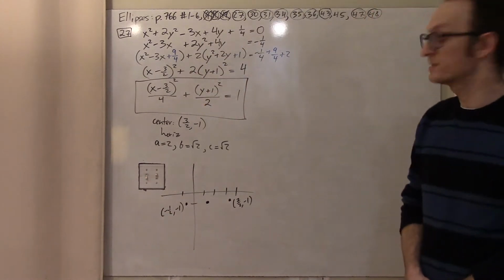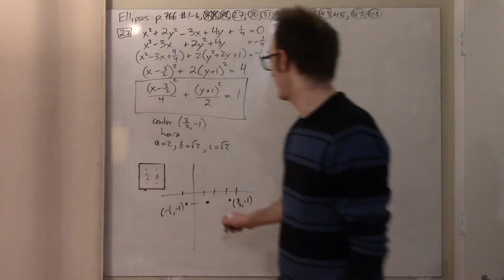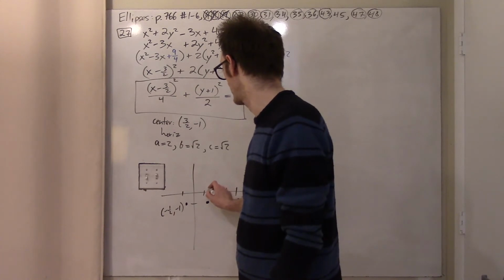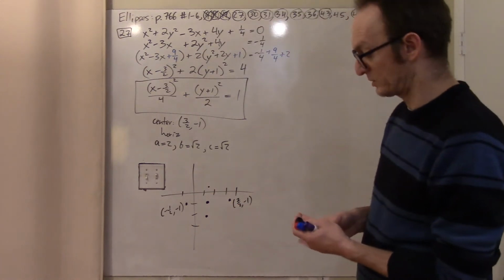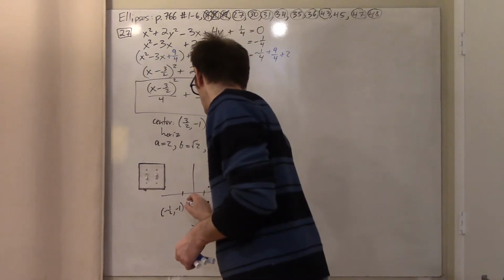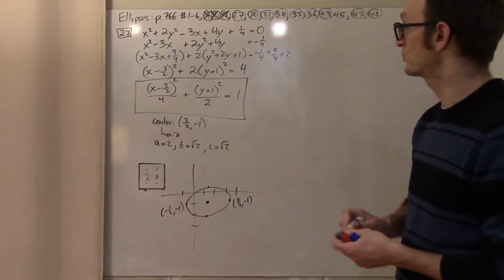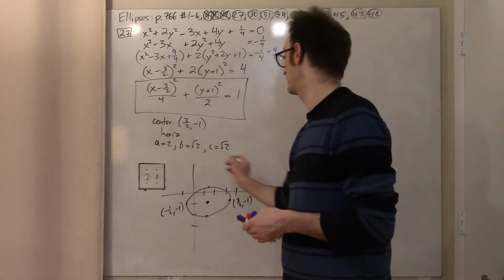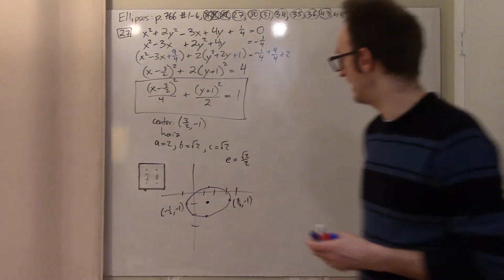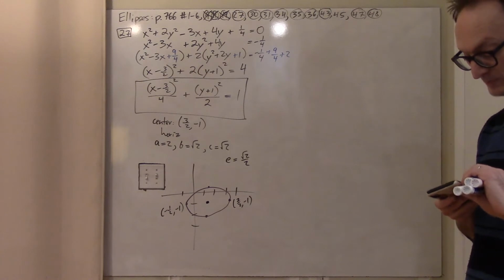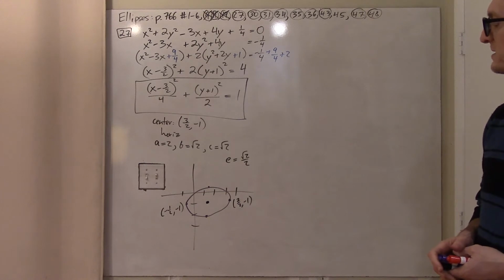Okay, and what about the y direction? Well, we're being stretched out by a factor of √2, which is about 1.4, so that's also kind of annoying, and we've got something like that. Alright, so if I did this correctly, and I think I did, it's something like this. The eccentricity is going to be C over A, so that's √2/2. And that's my ellipse.